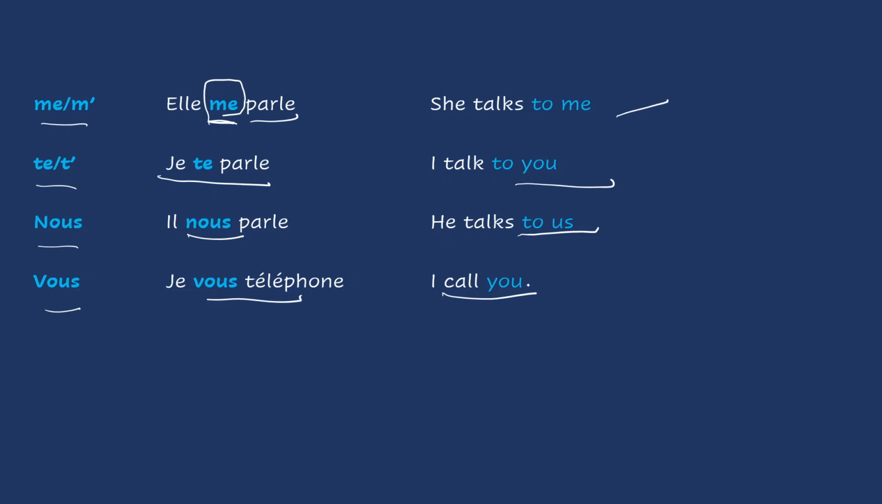Again, I'm using téléphoner because in English you have "to call", which doesn't build with a preposition, but in French it does, therefore you need an indirect object pronoun.